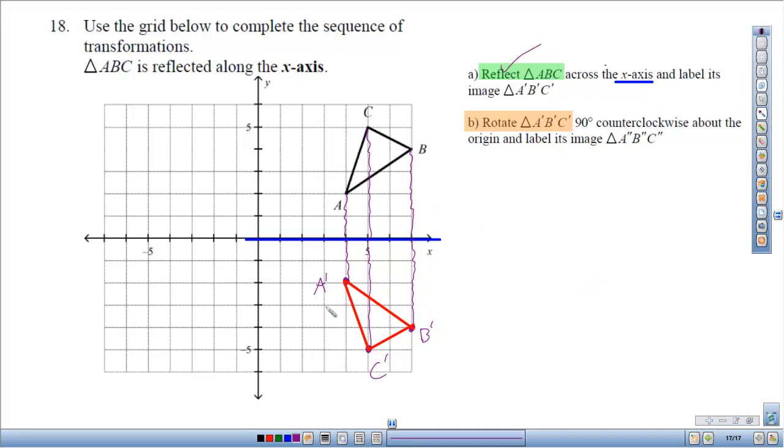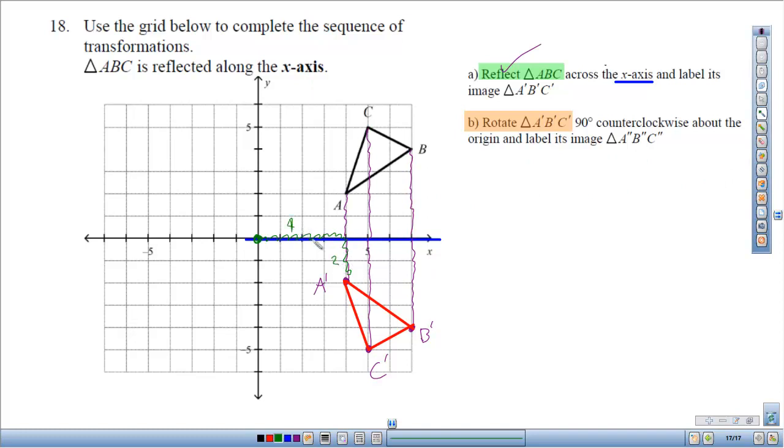Now I'm going to take this red image triangle and rotate it 90 degrees clockwise around the origin. So step 1, plot a point at the origin, and I am going to connect point A with an L-shaped figure. Here I go over and down. That's like 4. That is 4 by 2.